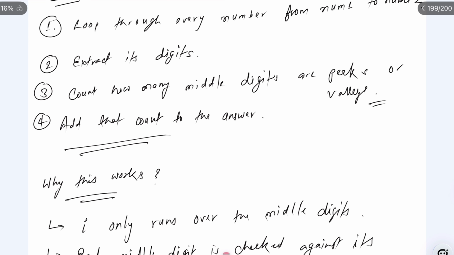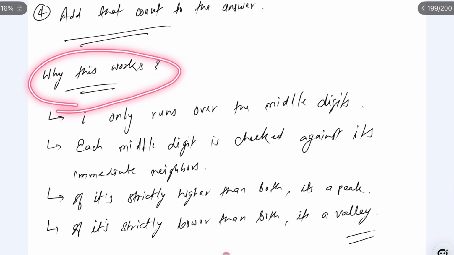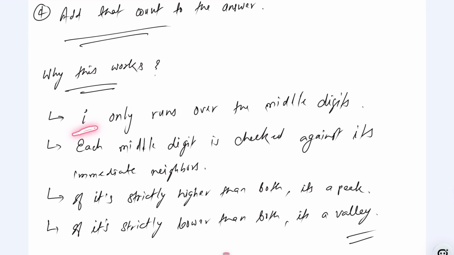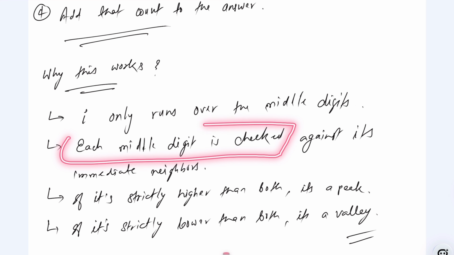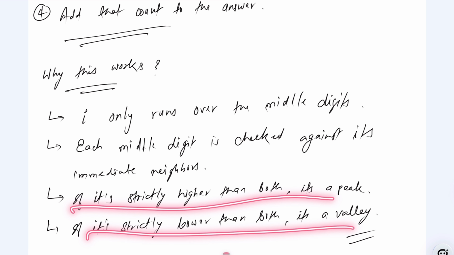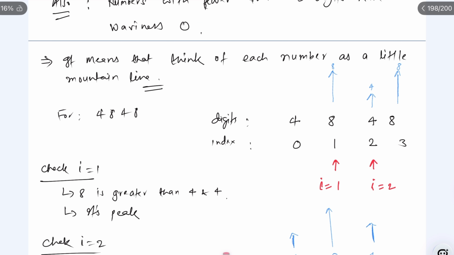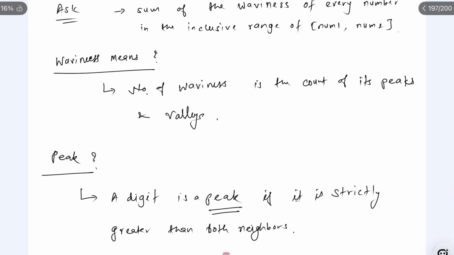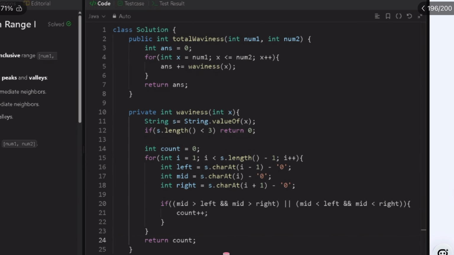Okay, so why will this work? Because we will create an index i when we extract that digit, and then we only run over the middle digits, and each middle digit is checked for being a peak. We'll come back to why this will work, and strictly, peak and valley you already know. Let's come back to the code so you can understand easily, guys. Okay, so let me zoom a little bit.